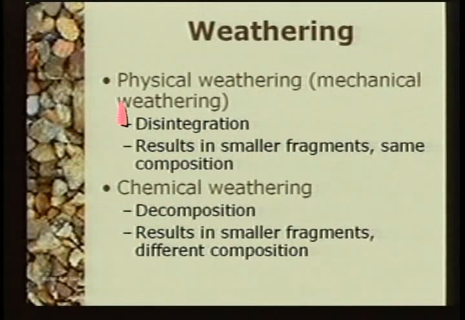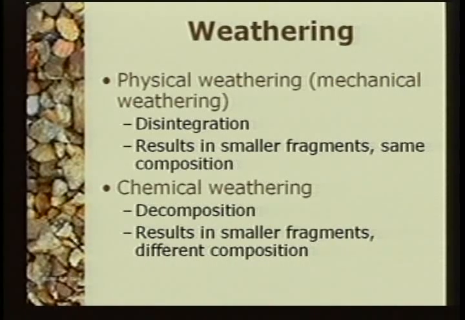We can have physical weathering, which is also called mechanical weathering. And in physical weathering, what we're doing is a process known as disintegration. We are taking something that's large and breaking it down into smaller pieces. It simply results in smaller fragments, much as taking a big rock and hitting it with a hammer will result in smaller pieces of the original parent rock. Now, the pieces are smaller, but size is the only thing that's different. The chemical composition is still the same.